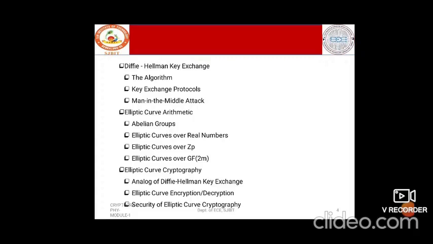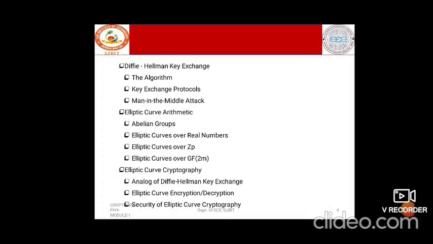After that, we'll discuss some of the algorithms like Diffie-Hellman key exchange, under which the algorithm, the key exchange protocols, and man in the middle attack. We'll also discuss elliptic curve arithmetic, which consists of abelian groups, elliptic curves over real numbers, elliptic curves over ZP, and elliptic curves over GF of 2^m.